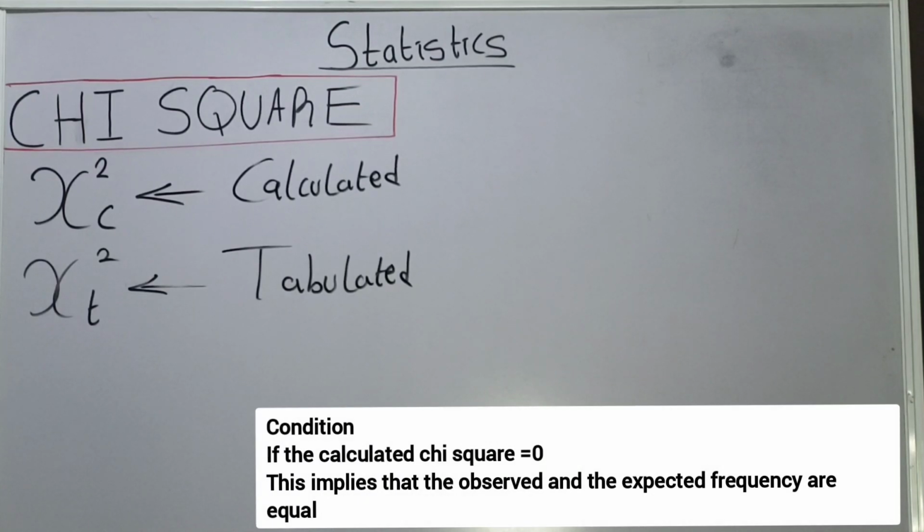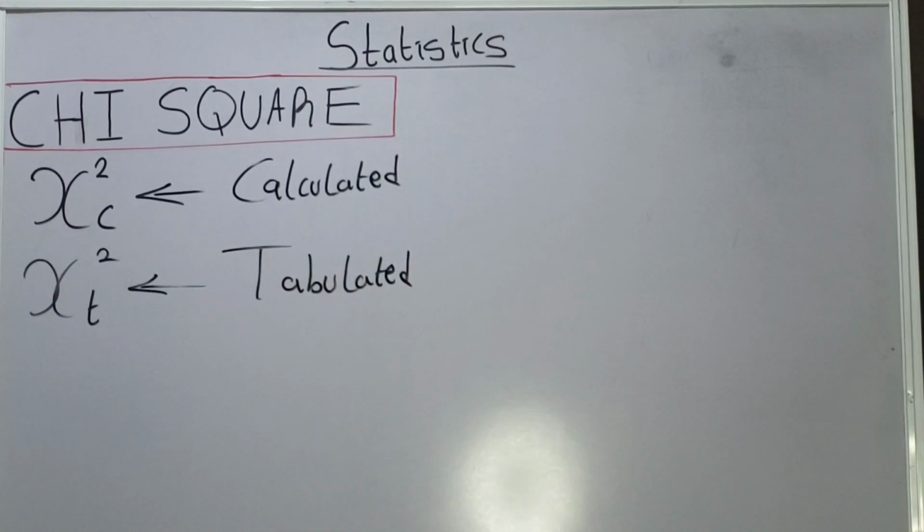Okay, the first condition is that if the calculated chi-squared is equal to 0, this implies that the observed and the expected frequency agree. That is, there is no deviation. That means there is a relationship between the observed and the expected frequency, between the variables that we are dealing with. You know, chi-square tells us the differences or the relationship that exists between two variables.